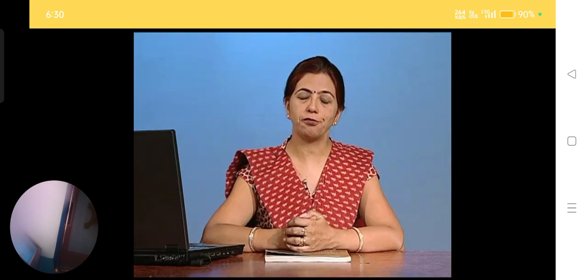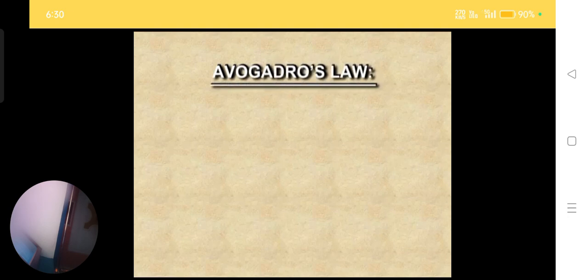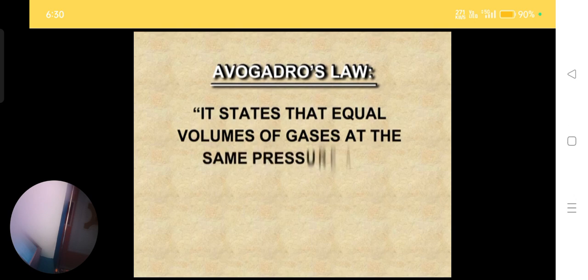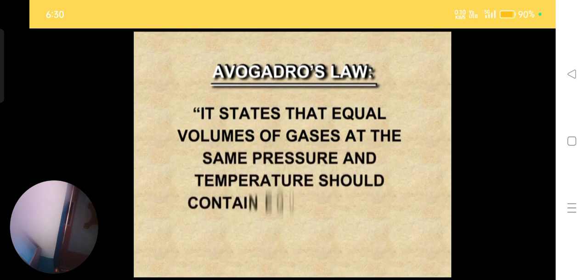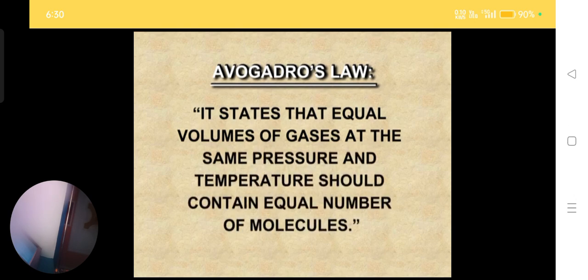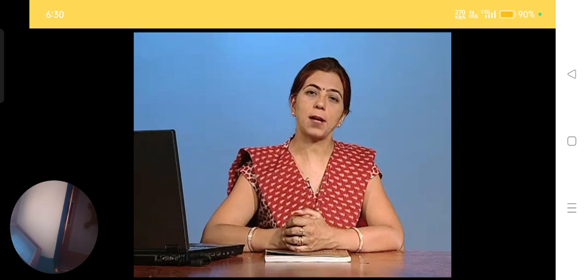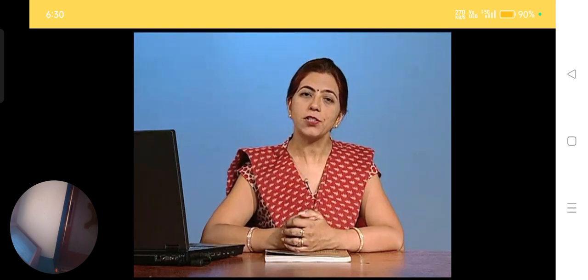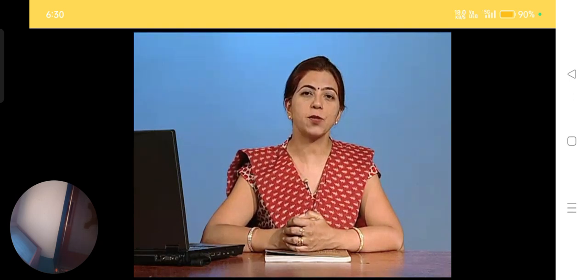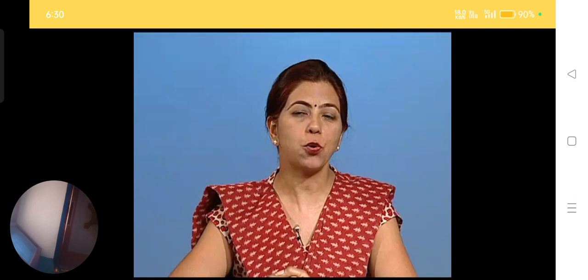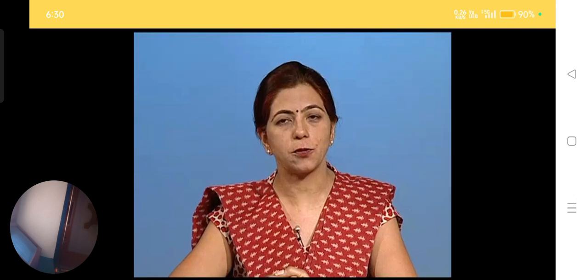And the fifth law, that is Avogadro's law. It states that equal volumes of gases at the same pressure and temperature should contain an equal number of molecules. Dear children, it was well established that matter is made up of indivisible particles, atomos, that is, atoms.